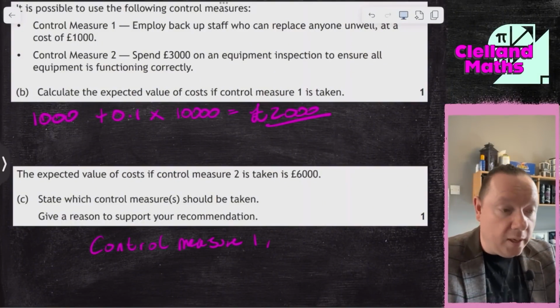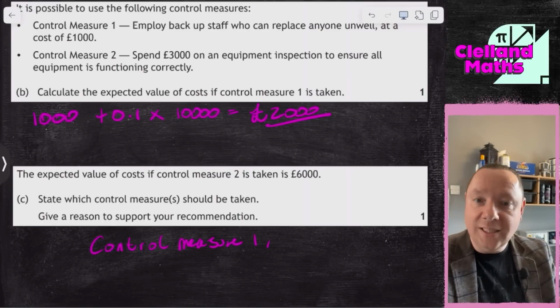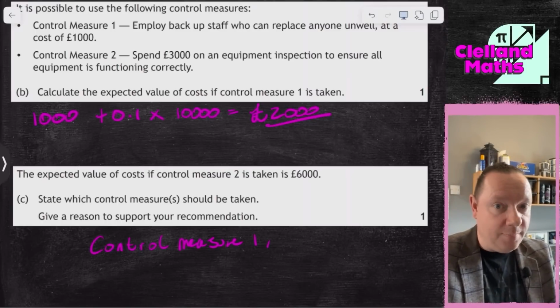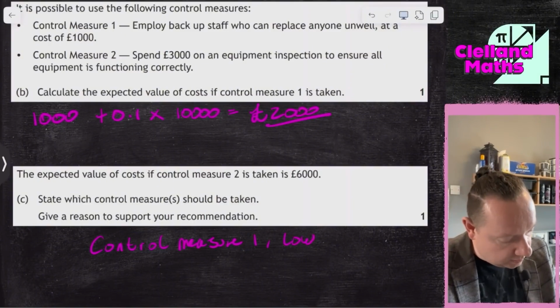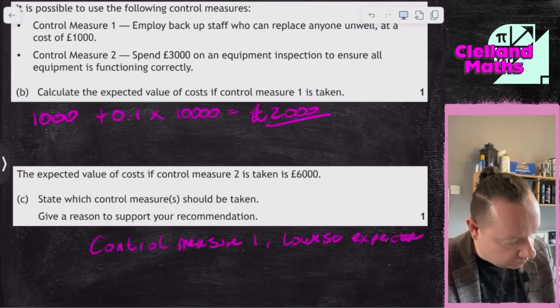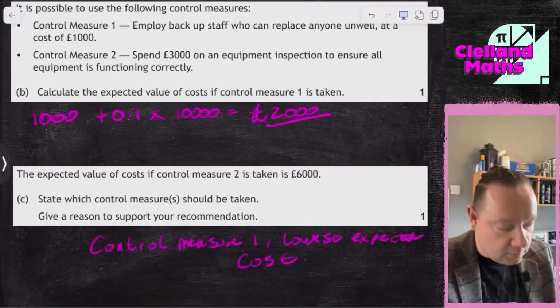And we need to support our recommendation because it is the lowest expected cost, not the lowest cost. If something happens, you're paying £10,000, but it's the lowest expected cost in the long run. And we're done there.